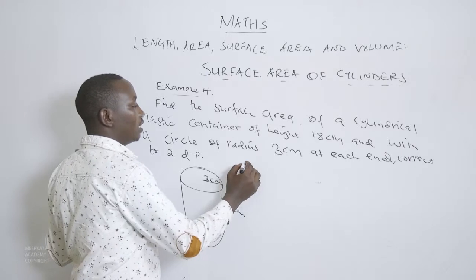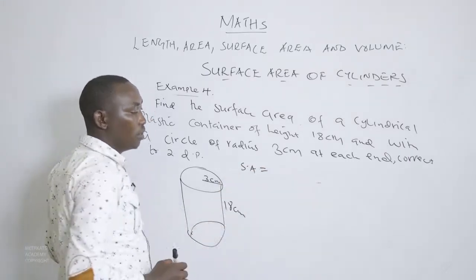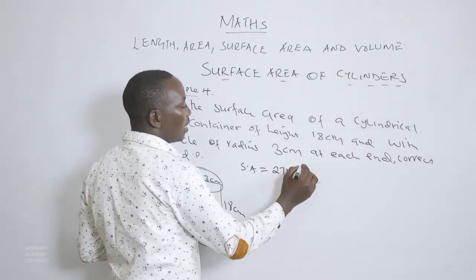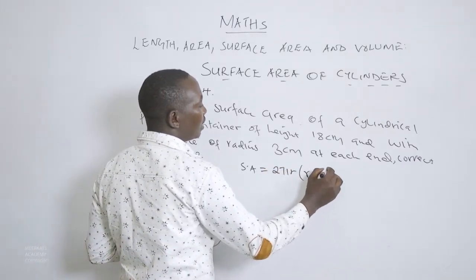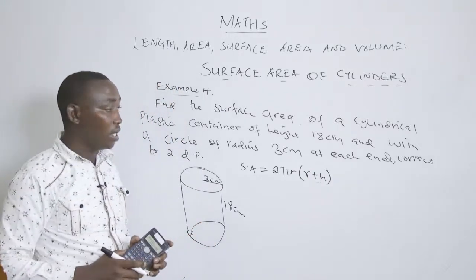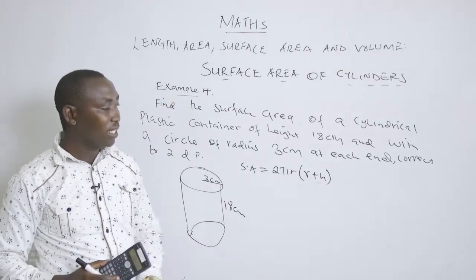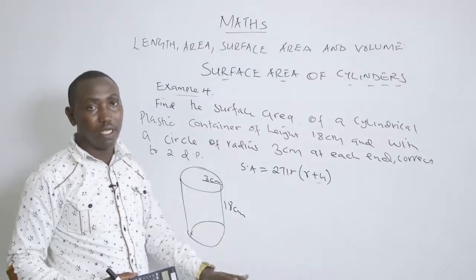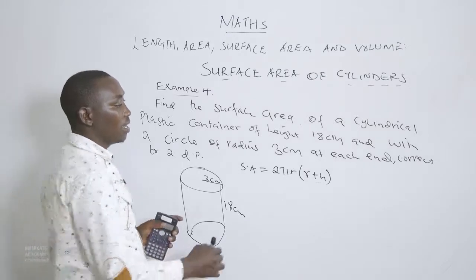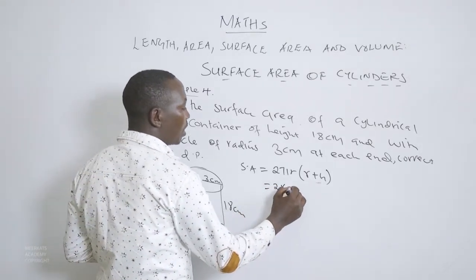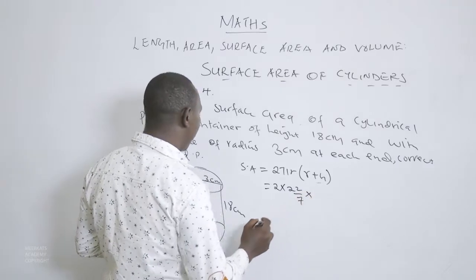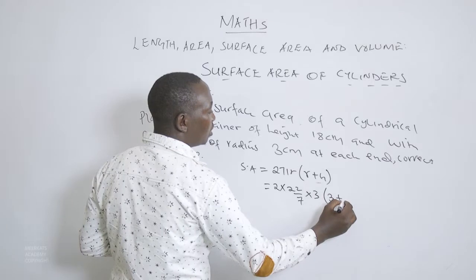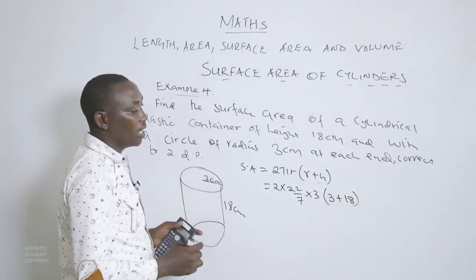Now we had said that the surface area of a cylinder is usually given by 2 pi r into r plus h, where r is the radius of the circular part, and h is the height of that particular container. So this shall give us 2 multiplied by 22/7 multiplied by the radius, which is 3 units, into the radius, which is 3 units, plus the height, which is 18.